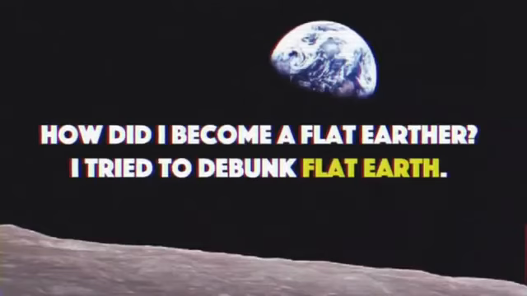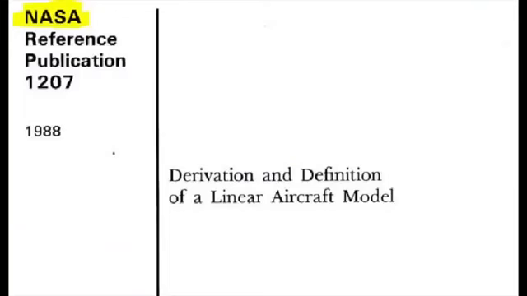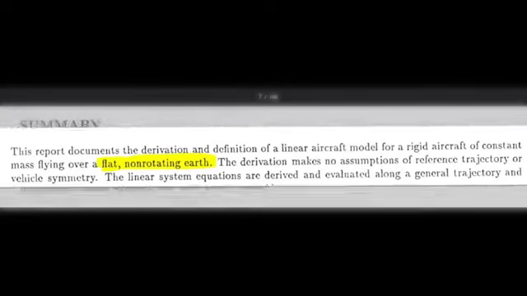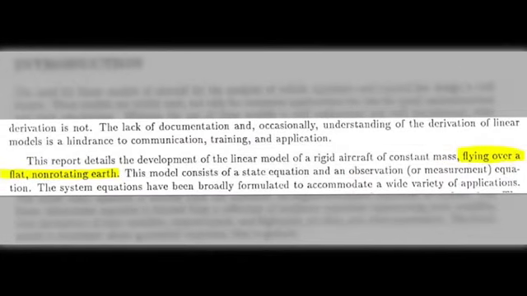Well, surprise, surprise, no moon landings. Now let's segue and read NASA admitting that the Earth is flat. In a 1988 publication called Derivation and Definition of a Linear Aircraft Model, on page 7, they state, this report documents the derivation and definition of a linear aircraft model for a rigid aircraft of constant mass flying over a flat, non-rotating Earth. They continue by stating, this report details the development of the linear model of a rigid aircraft of constant mass flying over a flat, non-rotating Earth.